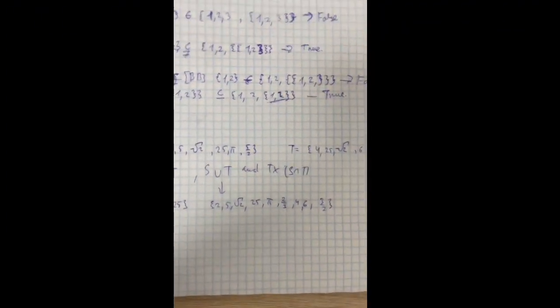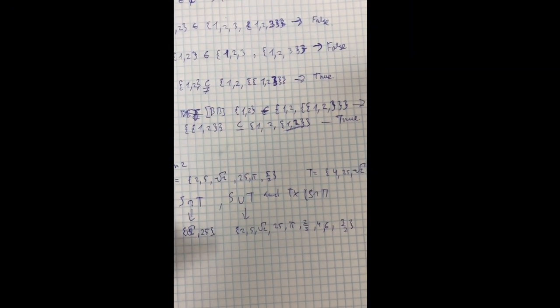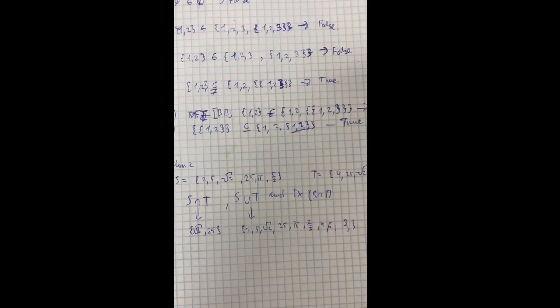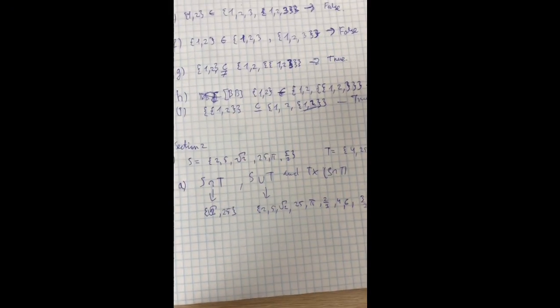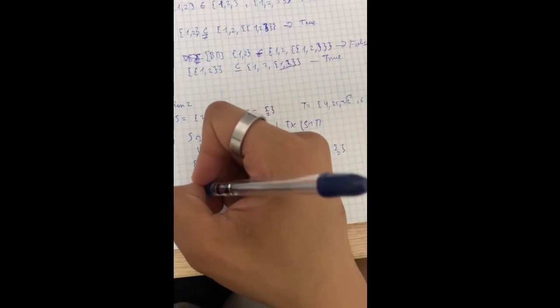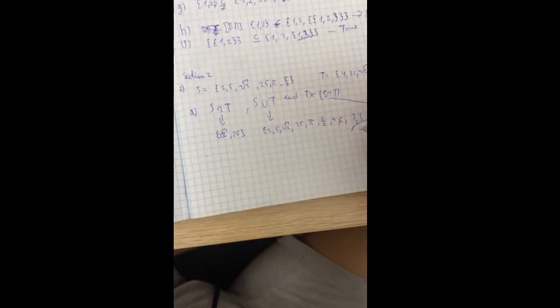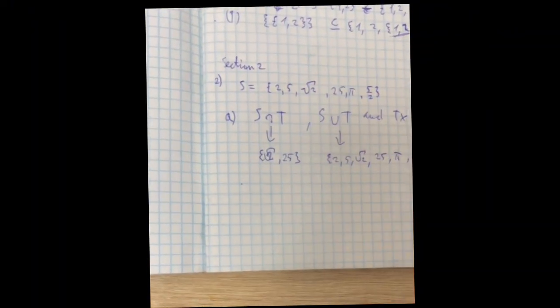So the Cartesian product creates pairs where the first element is from T and the second is from our intersection result. There are 5 elements in T and 2 in the intersection, so we will get 10 pairs here. I'm sorry for this. So we will have 10 pairs here.